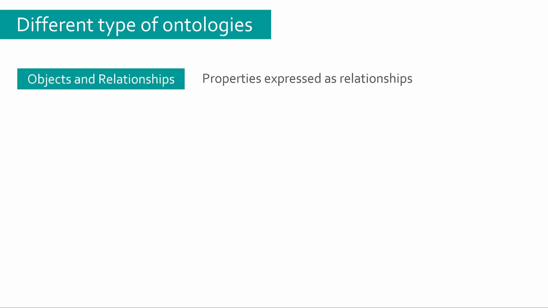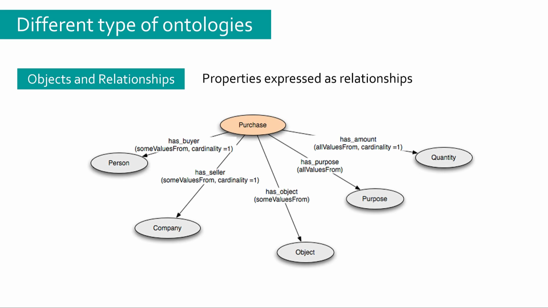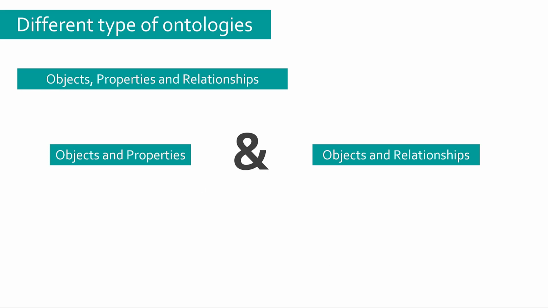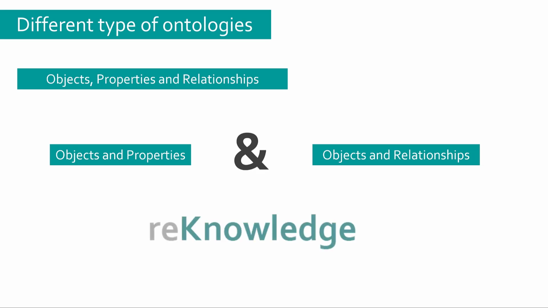The next model of ontology is the object and relationship one. In this model, properties are expressed through a relationship with another object. Finally, you can have an object, properties and relationships model that combines the object property model and object relationship model we've seen earlier. This is the model we have selected for reKnowledge.